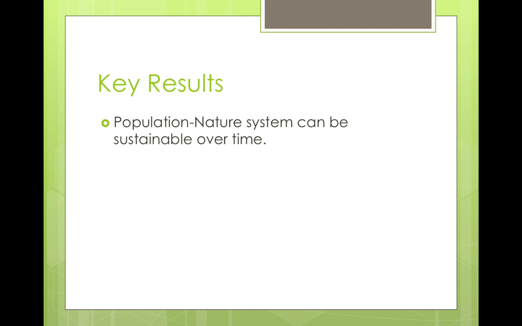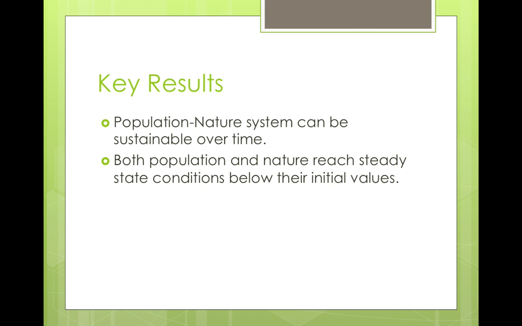So key results here: the population-nature system can be sustainable over time. Both the population and nature stocks reach steady-state conditions that were below their initial values. So it seems that this system in particular was started with unsustainable conditions, but sustainability can follow unsustainable conditions, and that's an important finding here.